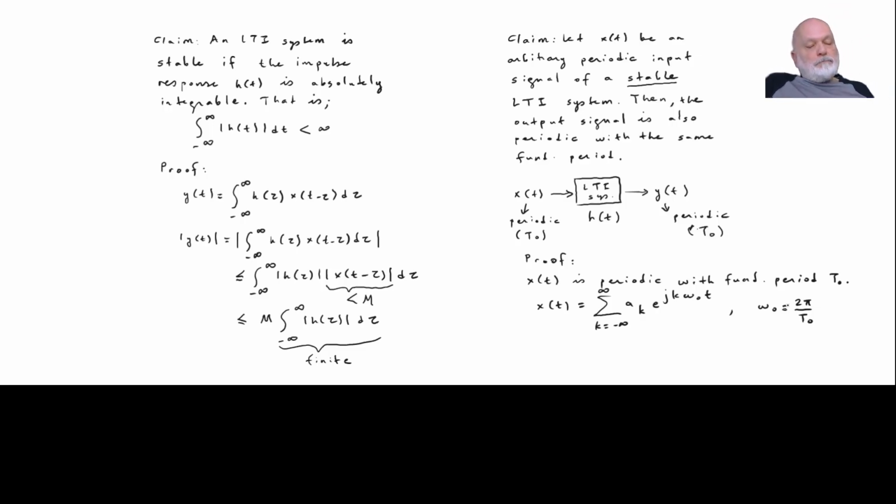Okay. So we have the Fourier series representation of the periodic input signal. So how can we calculate the output signal y of t, and how can we prove that y of t is also periodic with the same fundamental period? Okay, now let us look at the steps of these conclusions.